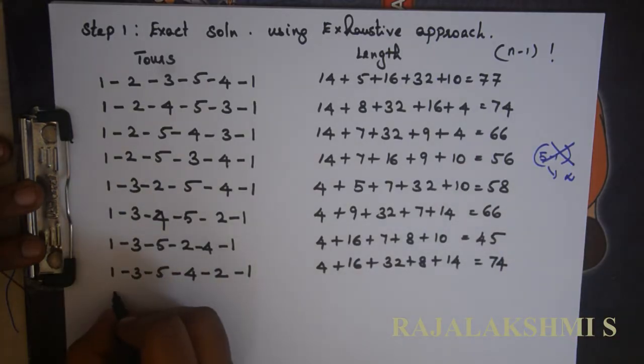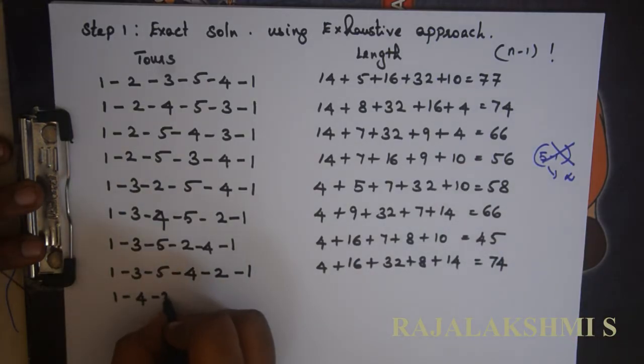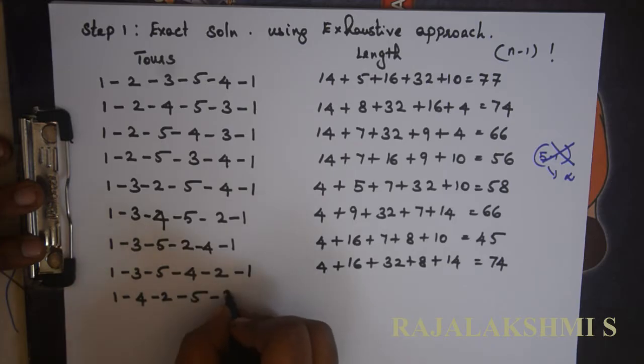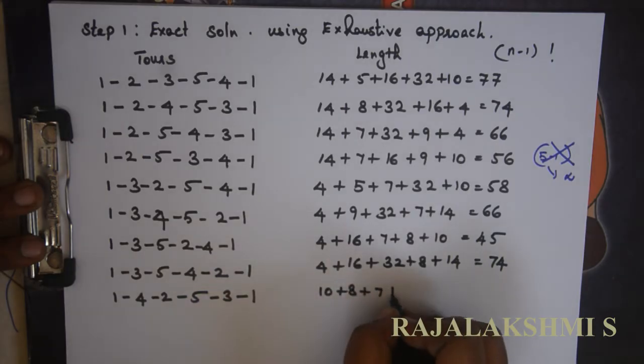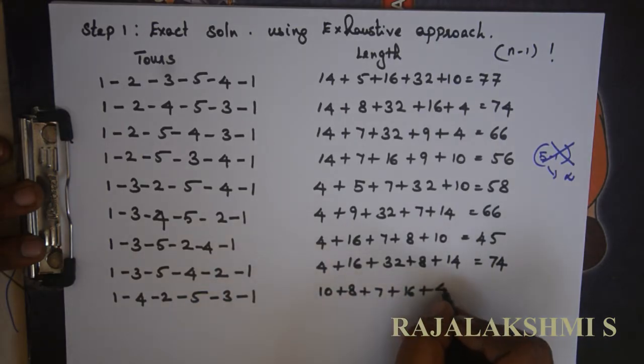The next combination is 1 to 4, 4 to 2, 2 to 5, 5 to 3 and 3 to 1. The length is 10 plus 8 plus 7 plus 16 plus 4, which is equivalent to 45.